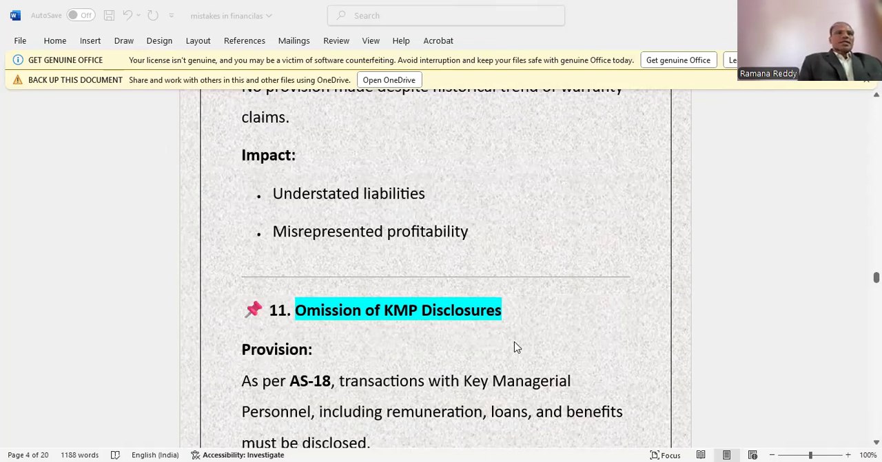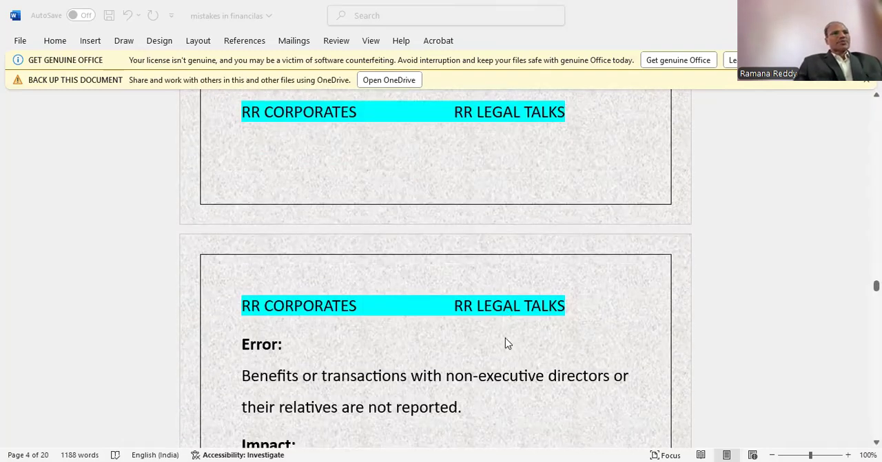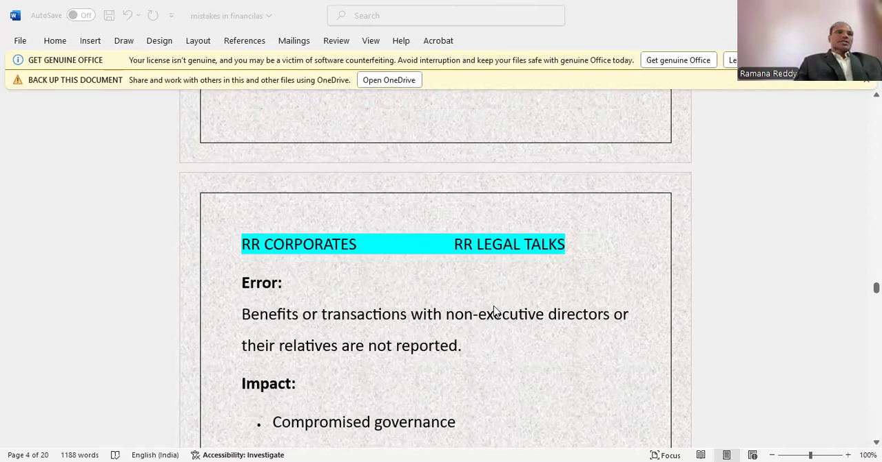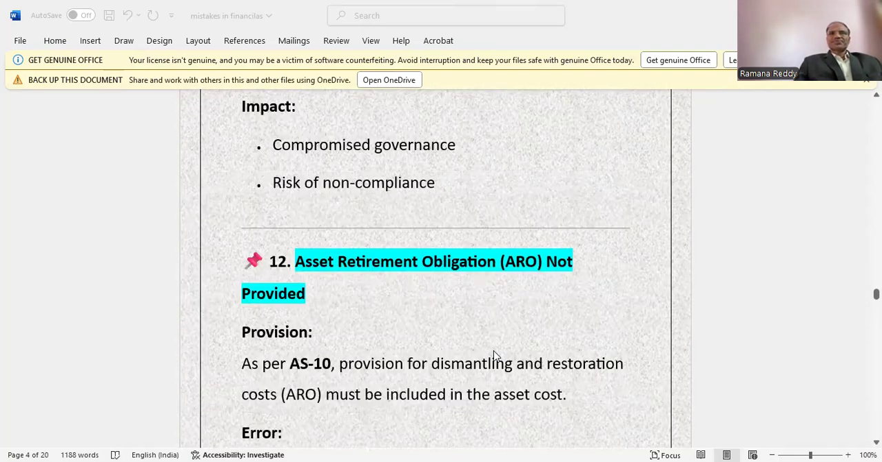And another error we'll see: omission of KMP disclosures. As per AS 18, transactions with key managerial personnel, including remuneration, loans, and benefits, must be disclosed. But in many financials we see that benefits or transactions with non-executive directors or their relatives are not reported. The impact is compromised governance and risk of non-compliance.